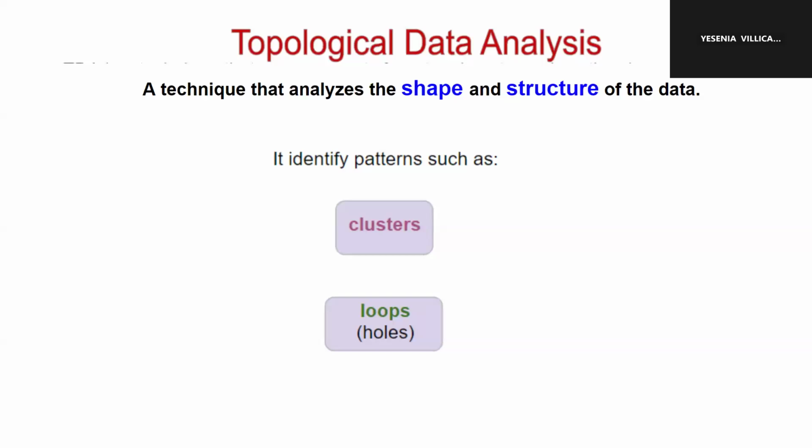But what is topological data analysis? This is a technique that analyzes the shape and structure of the data. It identifies patterns such as clusters and loops. And the last one is very important because, if you remember, when there are loops or holes, recombinations appear, and this is important for us.